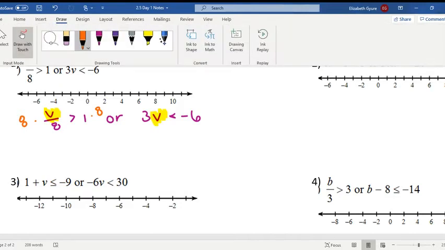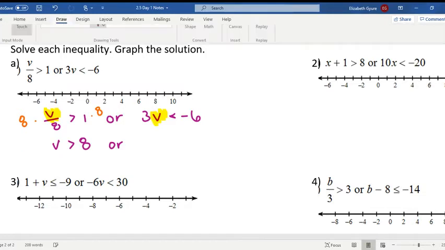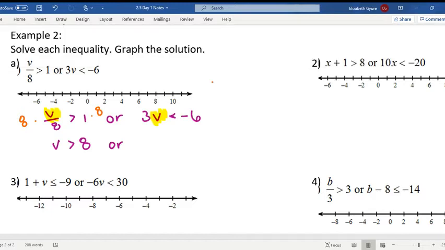All right. So then we'll have v is greater than, what's 1 times 8? 8. Then don't forget to copy down your or. That is part of your answer. You need to have the word or. And then on the other side, we have 3v is less than negative 6.